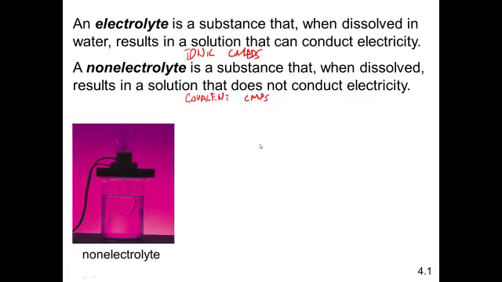Here's some kind of pictures to represent it. If we dissolved, let's say, sugar, which is a covalent compound, it's made of carbons, hydrogens, and oxygens. And if this was sugar water, and we have a couple wires hanging in the water, this light bulb would not light up because sugar is a non-electrolyte.